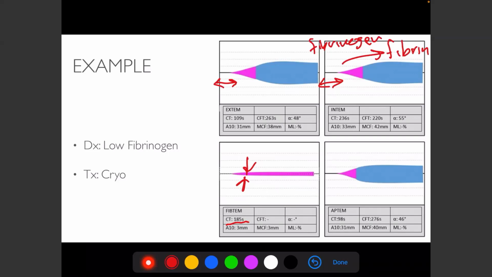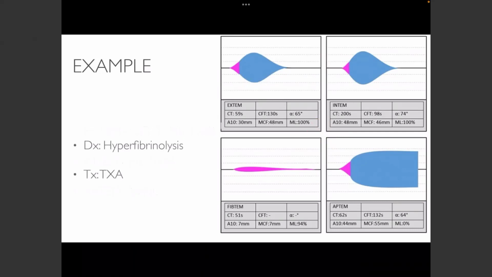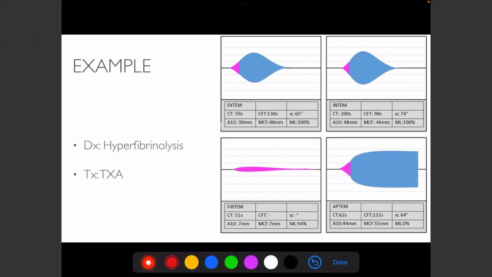Yes, thank you. Okay, so next example. Your clot formation time is high in your XTEM, so that's this one. Your lysis is 100% on INTEM and XTEM. And then your APTEM does not equal your XTEM. So what's going on with this one? Hyperfibrinolysis. Yeah, exactly. Anytime you see your APTEM or your HepTEM be normal and it doesn't match what they're supposed to match, you're done. That's the easiest one to interpret. So you give TXA, don't overthink it, that's the end of it, and then you can reassess to see if that helps.